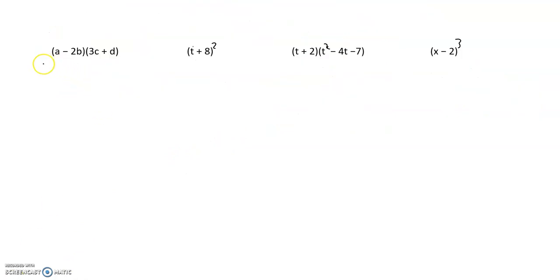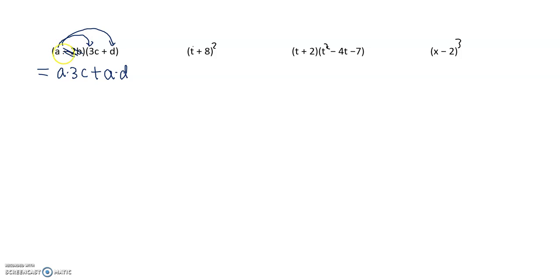So for example, the first one. When I do this question, I temporarily just forget about negative 2b. I'm just going to distribute a to 3c and to d. It's kind of like student a shaking hands with 3c and d. So when I do a times 3c, maybe I can slow down, a times 3c, and then plus a times d, because it's plus right here.